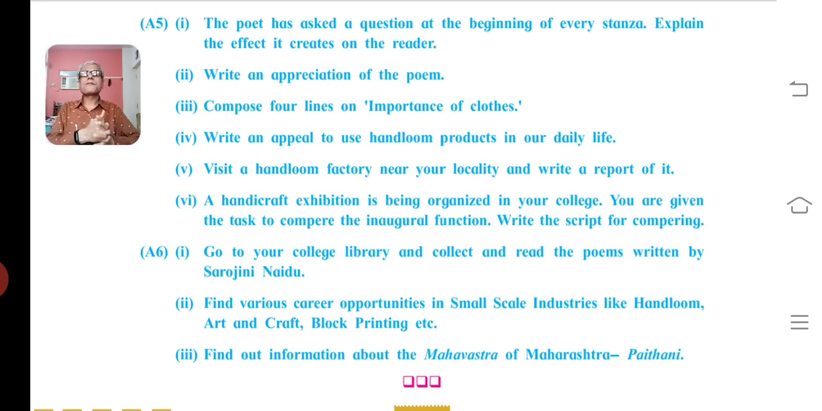So friends, here we have discussed the poetic appreciation of the poem Indian Weavers. The remaining activities in the brainstorming section are to be done by you individually, personally, at your home. Here we finish the discussion of the poem Indian Weavers.